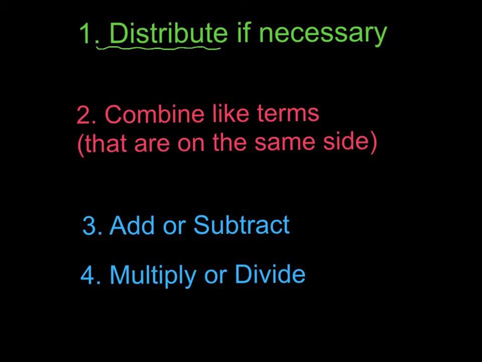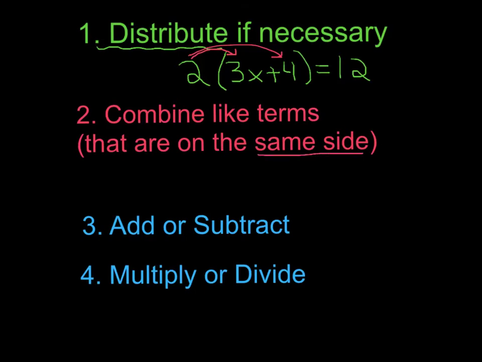So you distribute when you have a number being multiplied by a quantity inside parentheses. So maybe 3(x plus 4) equals 12. So if you have parentheses, your first step is then to distribute. And then step number 2 is you look to see if you can combine like terms, but you have to make sure that the like terms are on the same side of the equal sign.